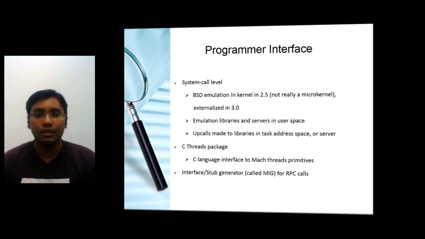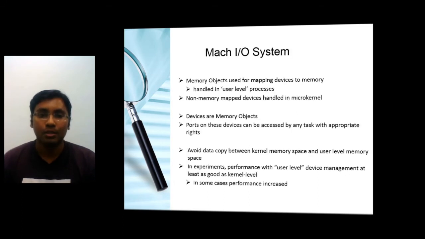Also in programmer interface, we see it is called a system level call. It is actually based on emulation in the kernel in 2.5, not really in the microkernel, externalized in 3.0. Also in here, upcalls are made to libraries in the task address space and server. And the C thread package is a C language interface to Mach thread primitives. And in the Mach I/O system, we see that memory objects are used for mapping devices to memory, handling user level processes, and non-memory-mapped devices are handled in the microkernel. And devices are memory objects actually.